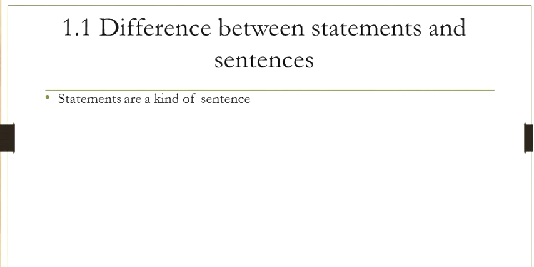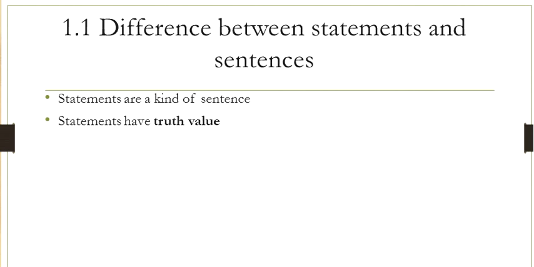Let's start with the basic fact that statements are a kind of sentence. So there are other types of sentences, and statements are just a very special or specific type of sentence. One thing that makes statements completely different from other sentences is that statements have truth value.